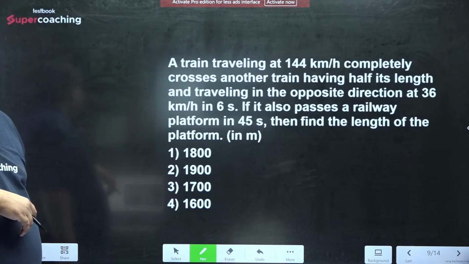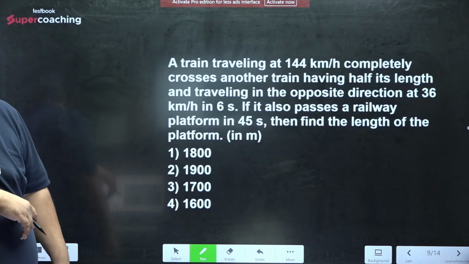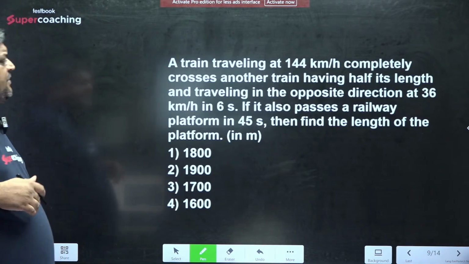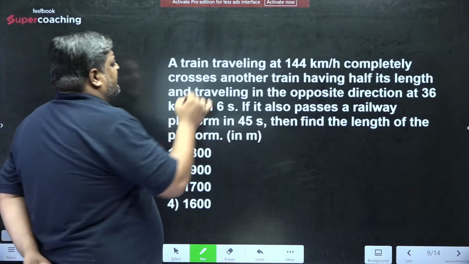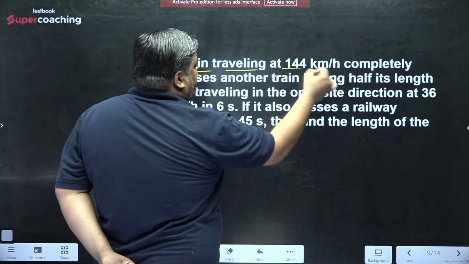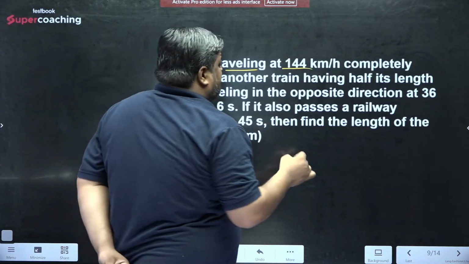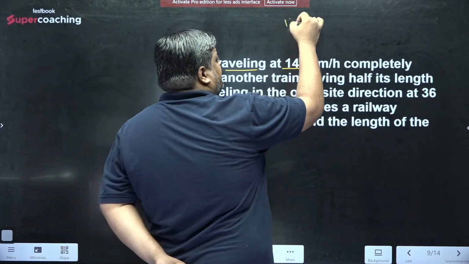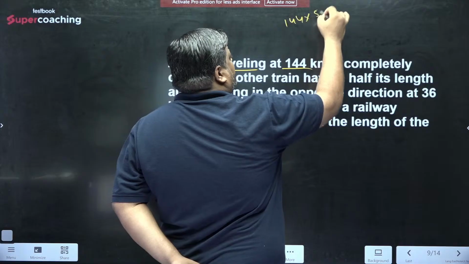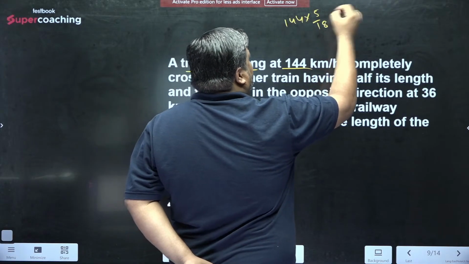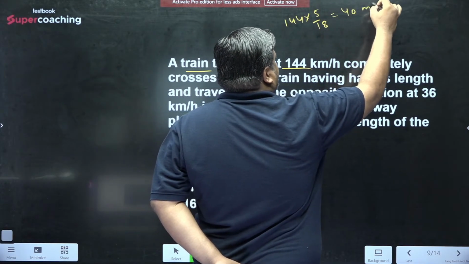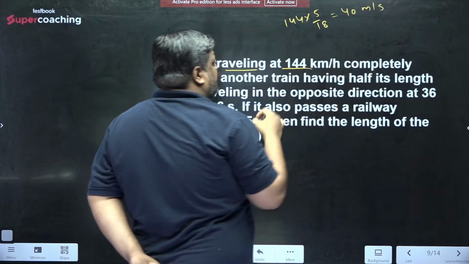Come on, we'll discuss this straight away. There is a train traveling at 144 km per hour. Okay, what is 144 km per hour? Sir, 144 into 5/18, it is 40 meter per second, sir. So this is nothing but 40 meter per second.